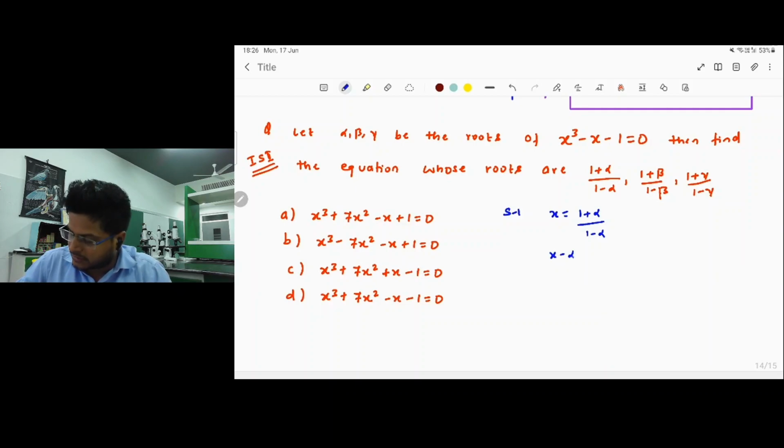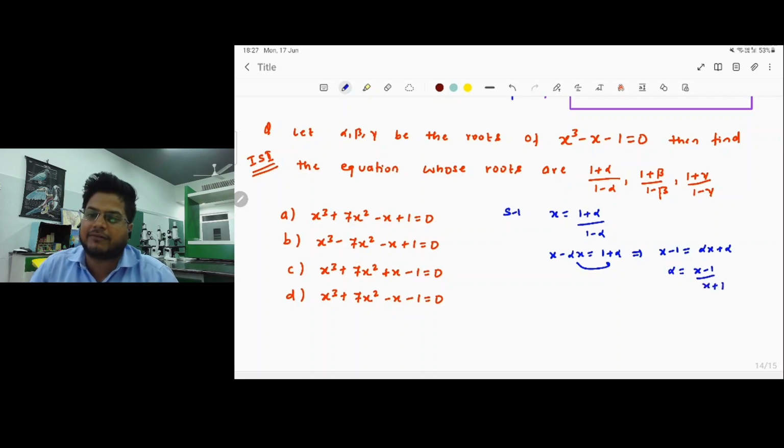So we get x minus alpha x equals 1 plus alpha. From this, we can bring terms to this side, so we get x minus 1 equals alpha x plus alpha, or alpha equals x minus 1 by x plus 1. We have already done a similar type above, but again for you guys, I have done it one more time.